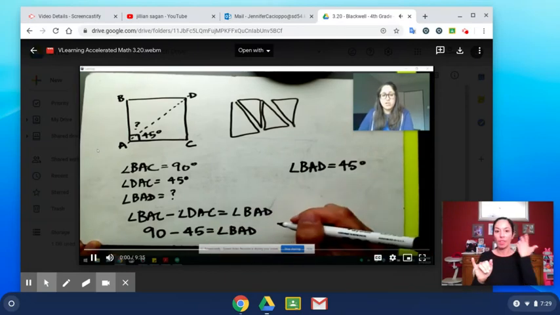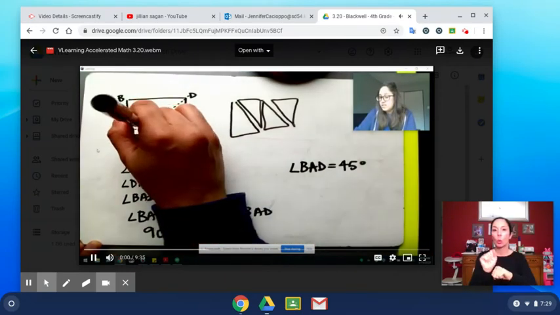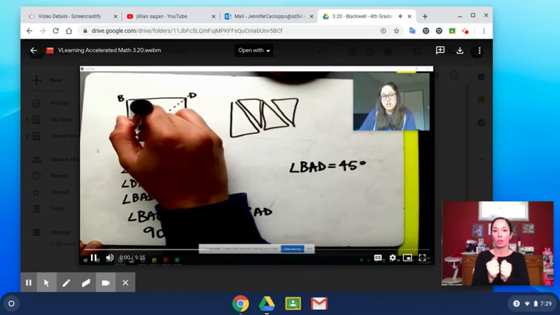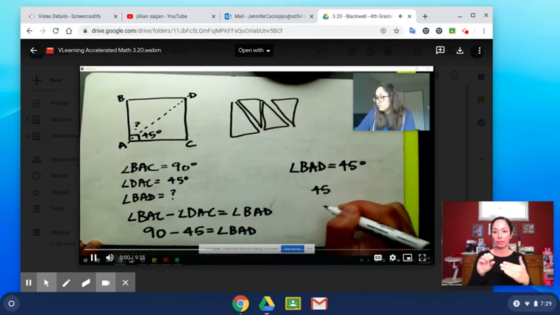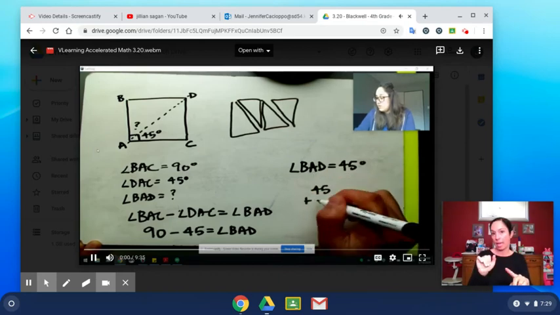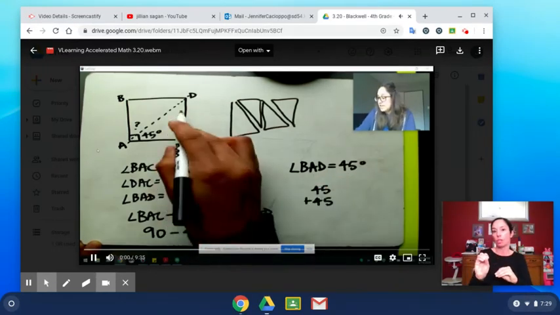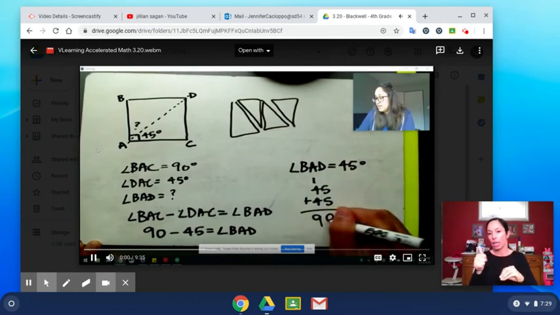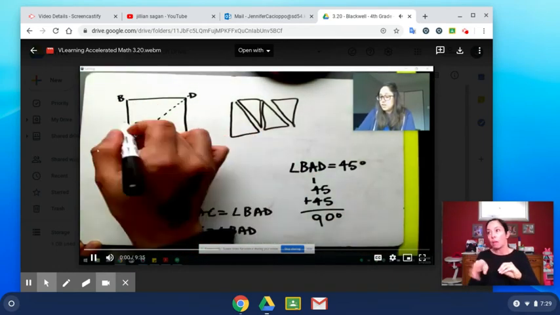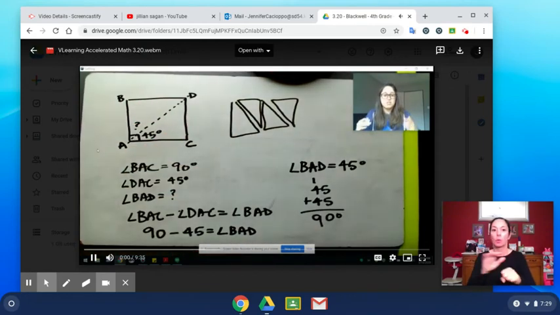We can check our work by adding together these two angles to see if we get to 90 degrees. So if we do that, 45 degrees for BAD plus 45 degrees for angle DAC, 5 and 5 is 10, 4 and 4 is 8, plus 1 is 90. My total measure, angle BAC, was 90 degrees, so I got the correct answer.